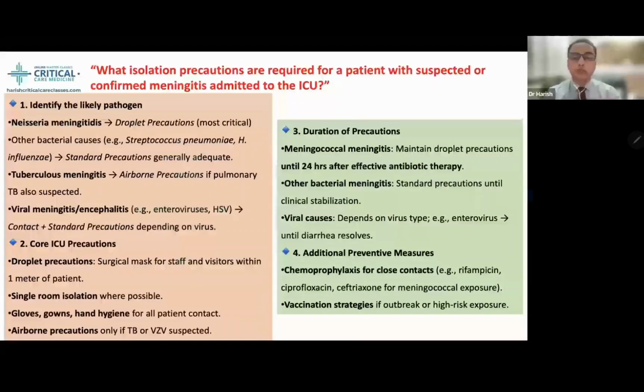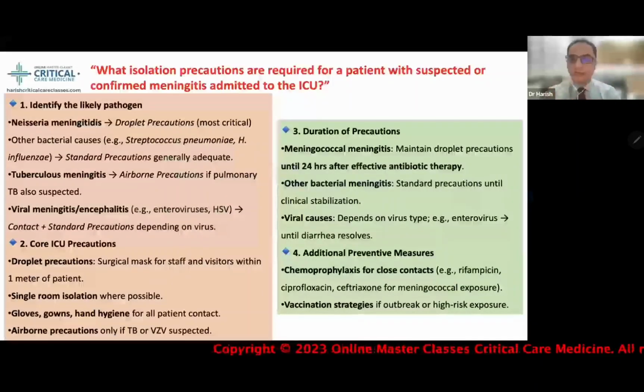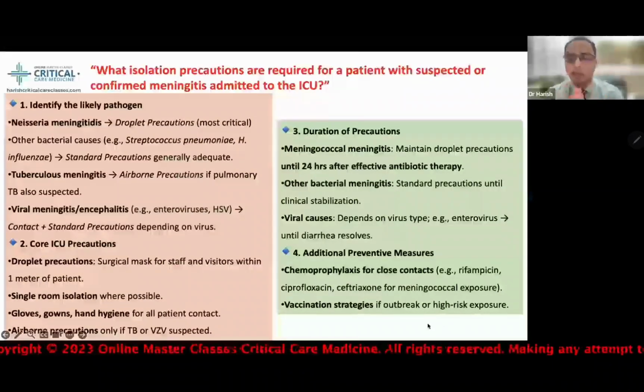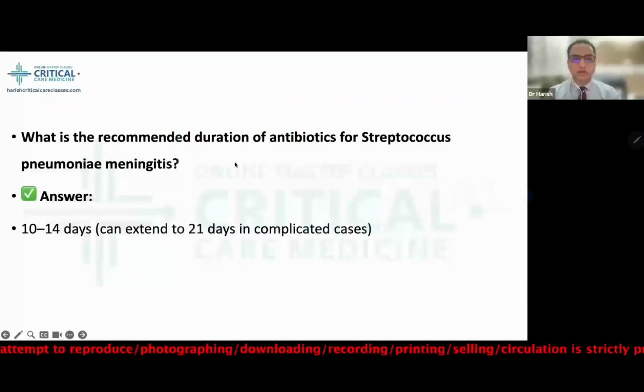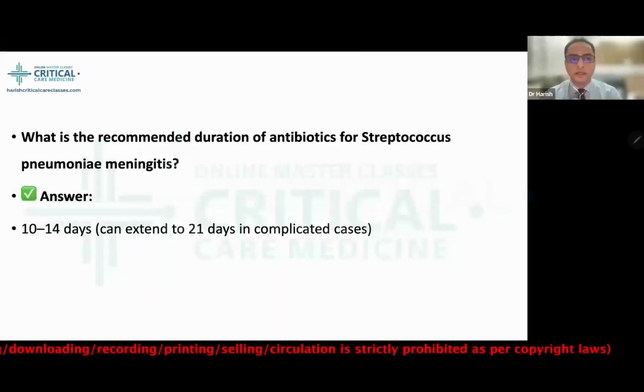So additional preventive measures: chemoprophylaxis for close contacts of Neisseria meningitis, that is meningococcal exposure. Better to consider rifampicin, ciprofloxacin or ceftriaxone as chemoprophylaxis. Then vaccination strategy: if there is an outbreak or high-risk exposure, we can consider vaccination. These are some of the add-on questions you can expect when your viva is in and around a meningitis patient.